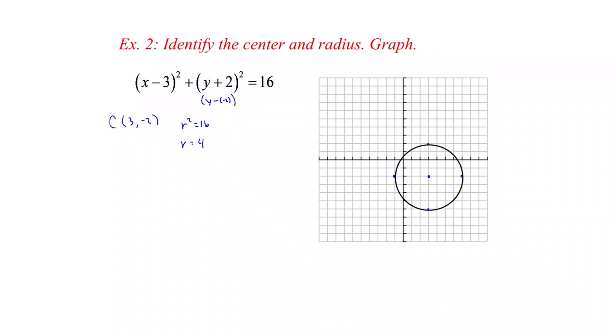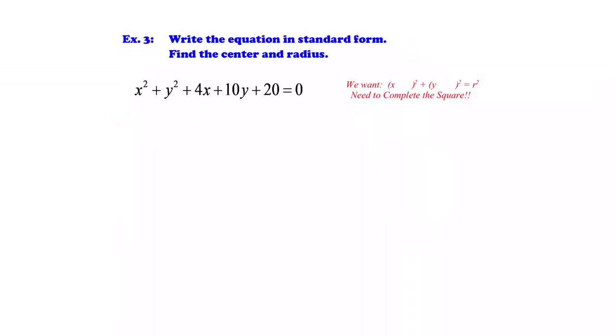And there you go. Once again, center at (3, -2) with a radius of 4. On each of the conics that we learn, we're going to be able to write the equation in standard form. So I'm going to show you how to do this with a circle, but it's going to be very similar to the rest of the conics.